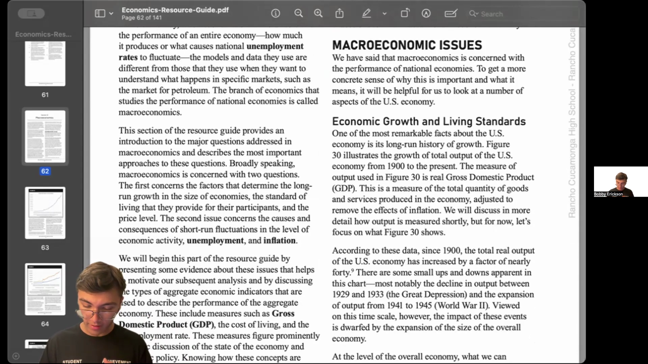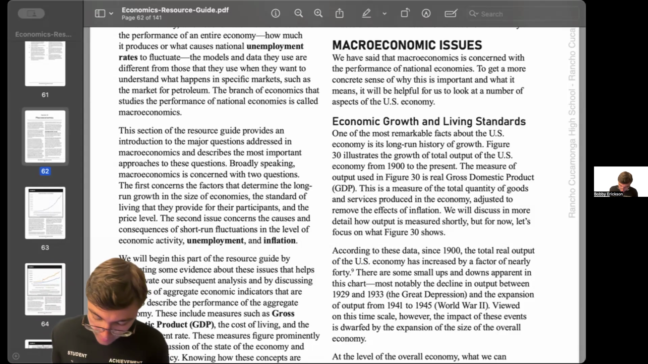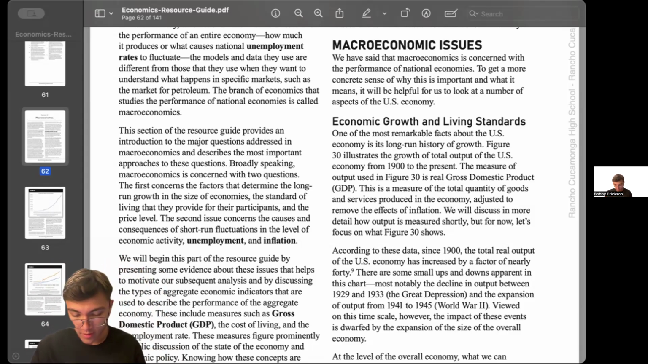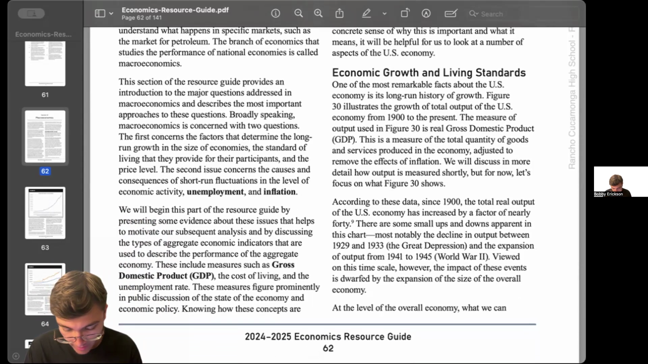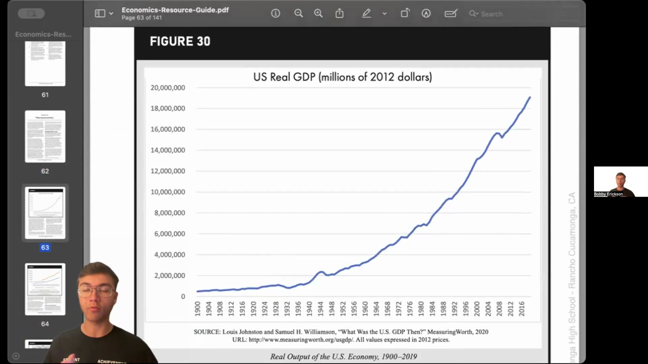We first need to look at why it is important to understand the performance of national economies. And so we can look at a few aspects that have to do with the US economy first. Over time, the US has shown that it's very remarkable for its long history of growth. For example, from 1900 to the present, we have grown in gross domestic product, or GDP again. And if we're going to define it, this is the total quantity of goods and services produced in the economy. We also adjust to remove the effects of inflation.